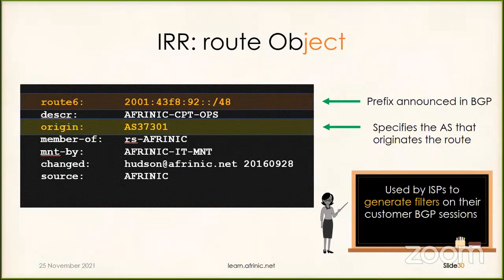And many ISPs use IRR data to generate filters on their customer BGP sessions. So a lot of ISPs would request their downstream customers to register IRR objects for their BGP announcements, so that their announcements are not dropped, or the traffic is not affected in a bad way.